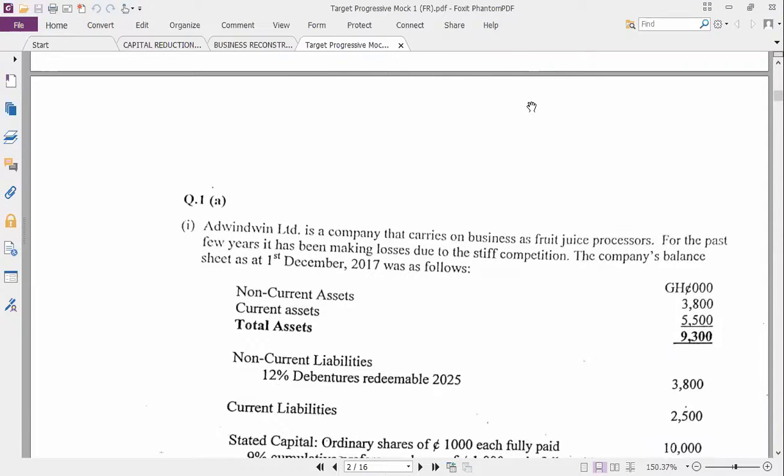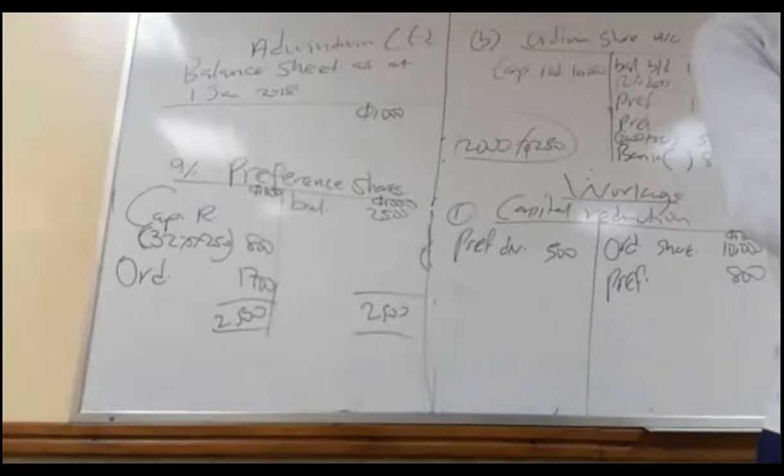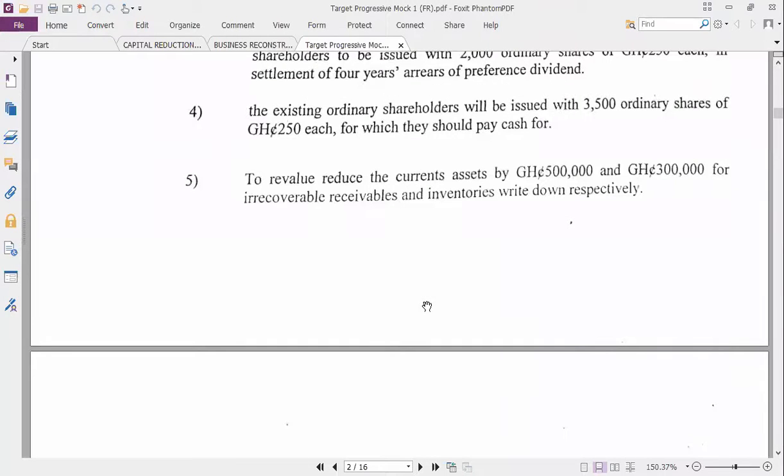So we are done. Then we move on to the next one. The next note says that to revalue, reduce the non-current asset by 500 and 300 for irrecoverable receivables and inventory written down respectively. Good. So we are going to reduce the non-current asset.